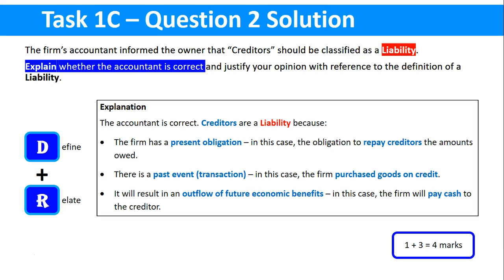So 4 marks for 4 things. Our first mark was for answering the question. Our second mark was for the first part of the liability definition and relating it. And then we had a mark for the past event component. And then we had a final mark for the outflow of future economic benefits. So 3 marks for defining and relating and 1 mark for answering that question.